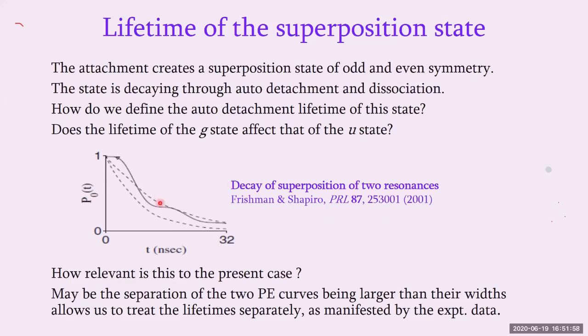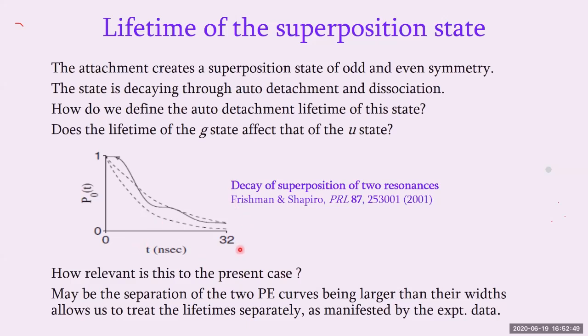They say that you can have a superposition of two states which decays, and they showed that the lifetime of the combined system has to oscillate. That means ideally the autodetachment lifetime of one state would affect the autodetachment lifetime of the other state. This is something which worried us a lot before we published the manuscript. We didn't have a clear-cut answer whether it is present or not. But when you look at the experimental data, this effect of one state on the other through the autodetachment process doesn't seem to be there, at least in the experimental data.